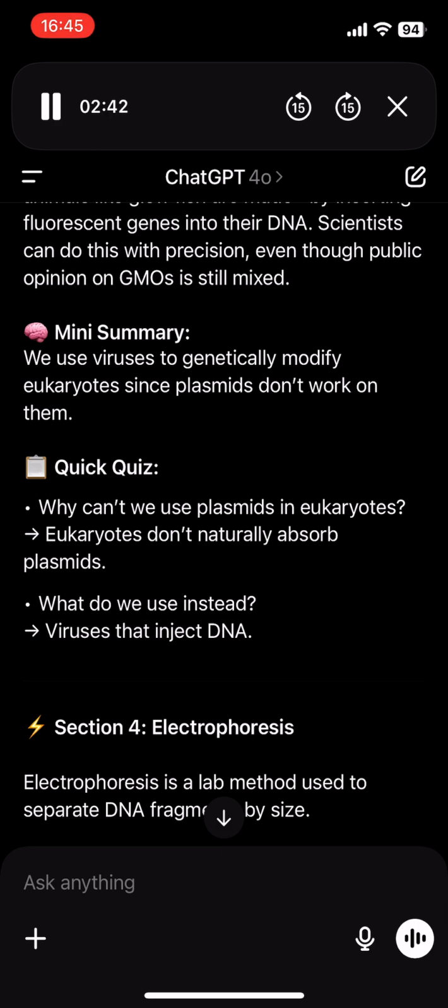Quick quiz: why can't we use plasmids in eukaryotes? Eukaryotes don't naturally absorb plasmids. What do we use instead? Viruses that inject DNA.